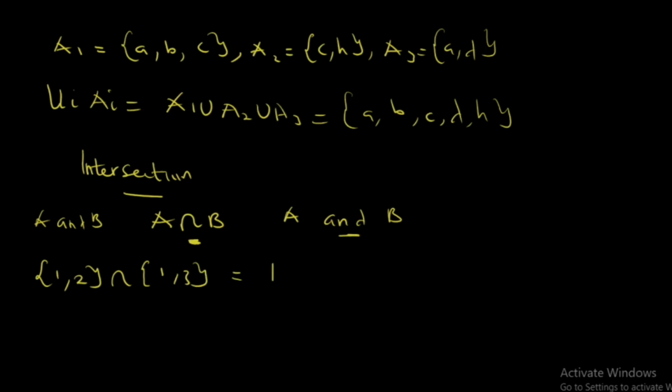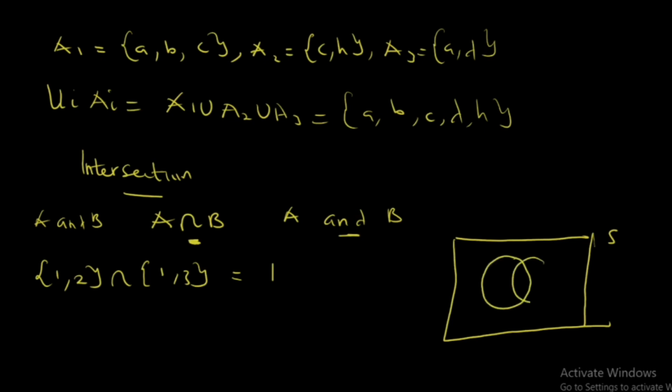Then let's use the Venn diagram to represent the intersection of A and B. In this case, we're going to use the shaded region to represent the intersection. For the intersection of A and B, we have our Venn diagram drawn. This is our universal set, and we have our A and B. So for A intersection B, this shaded region represents A intersection B.